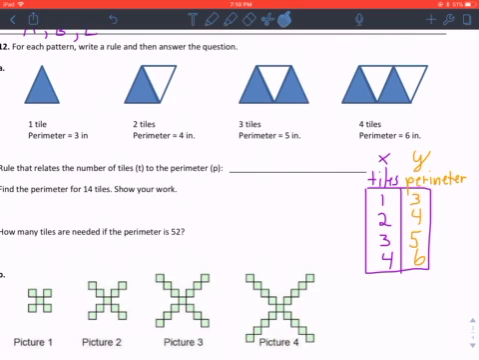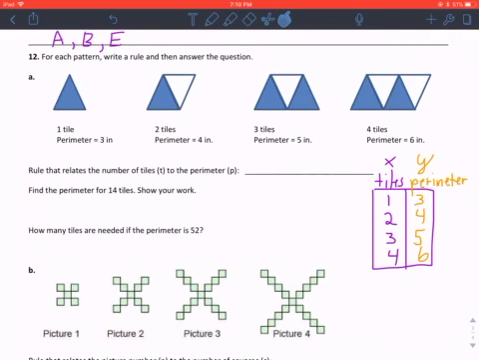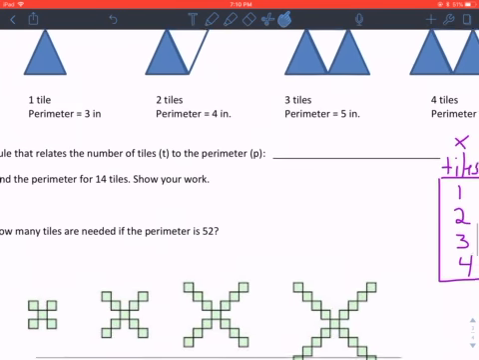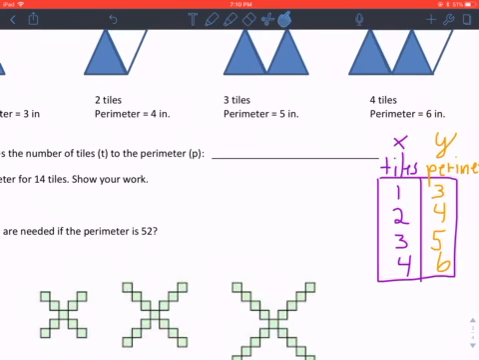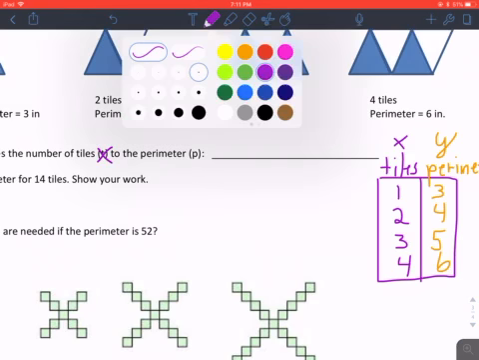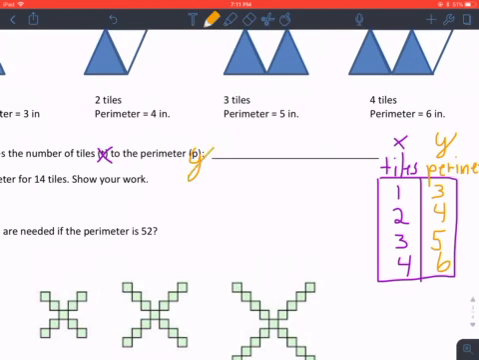Okay, so it now wants me to write a rule that relates the number of tiles, T, to the perimeter, P. Notice that I used X and Y. X is my tiles. You could use T and P if you want, but we typically just use X and Y, so I'm just going to stay similar to what we've already been doing. The perimeter is P, I'm going to call it Y. So my tiles are X, and my perimeter is Y.